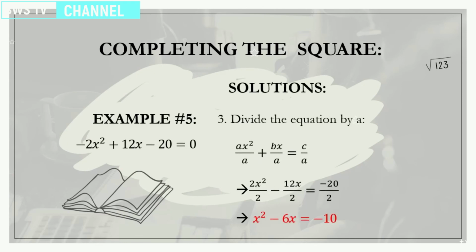Then now we can apply already step number 3. Since our a is 2, it's not 1, it's more than 1. So divide all the terms by itself, 2. So 2 divided by 2 cancels. So we have x squared remaining, and then 12 divided by 2 is 6. Then negative 20 divided by 2 is negative 10. So that will be your new quadratic equation now.